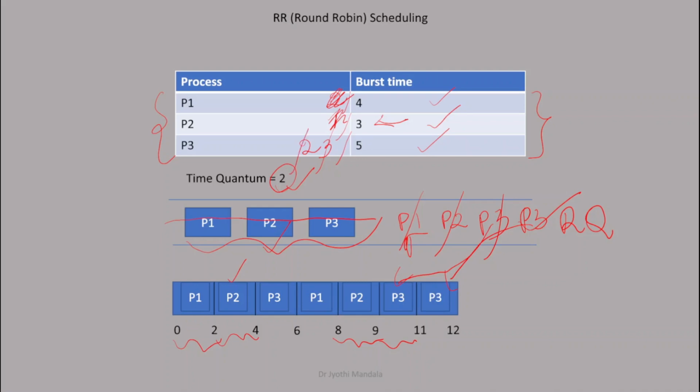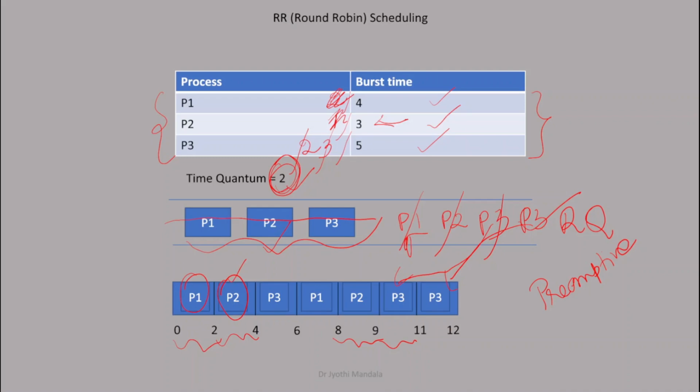Right? So this is how the CPU, if you can see here, has been switching from one process to another process once the time quantum has expired. So that's why it is called a preemptive scheduling algorithm. Preemptive scheduling algorithm is nothing but the CPU will switch between the processes even though the first process has not completed its execution.